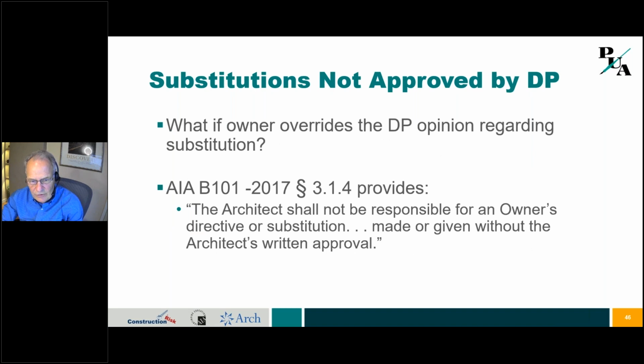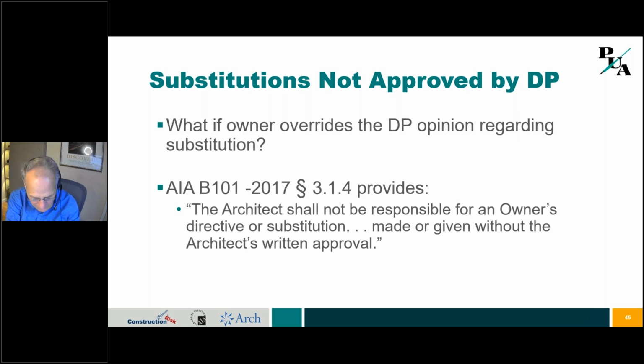Okay, so what if the owner overrides your opinion regarding the substitution? So you've now given the owner a brilliant explanation for why they should not accept this or equal equipment. And the owner says, "No, I want to save that $500,000." So B101, again, has really good language. It says the architect shall not be responsible for an owner's directive or substitution that's made or given without the architect's written approval. So I've seen situations where the owner comes back to the architect and says, "Well, we want you to approve this." And the architect says, "No, I can't approve that. I told you, don't accept that equipment."